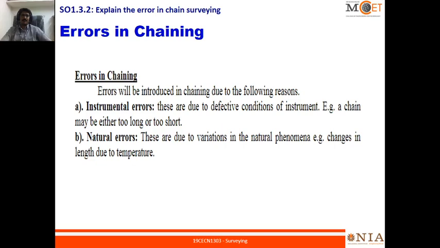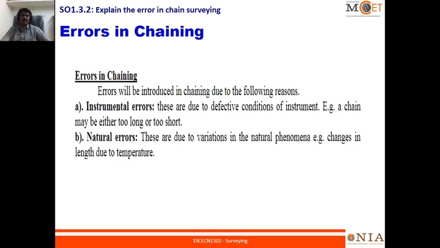We will start with our next topic. In the first unit, explain the error in chain surveying. So error means we have to apply some correction. How will it happen? There may be two possible choices in chaining.